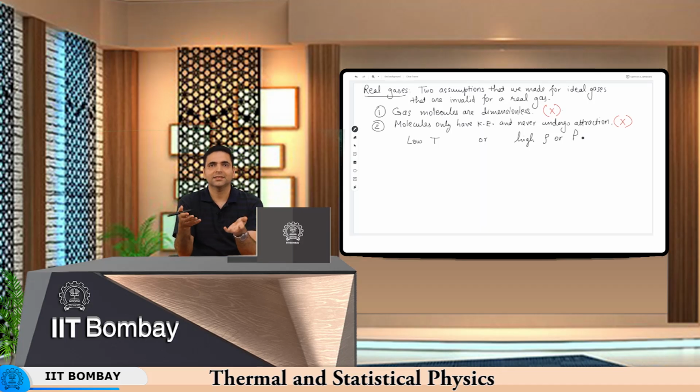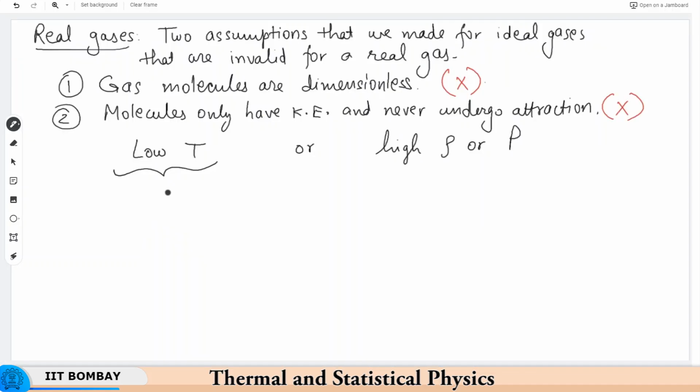So if your gas is at very low temperature, its kinetic energy will be very low, and if there is any attractive interaction between those molecules, it will keep becoming more and more important, right? So we can imagine that it will become more and more important for us to consider the gas as real at low temperatures, and the same goes with gas at very high density, right?